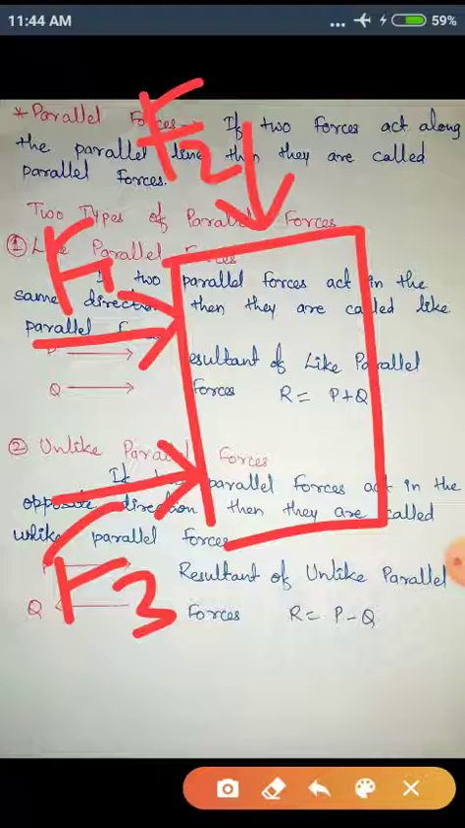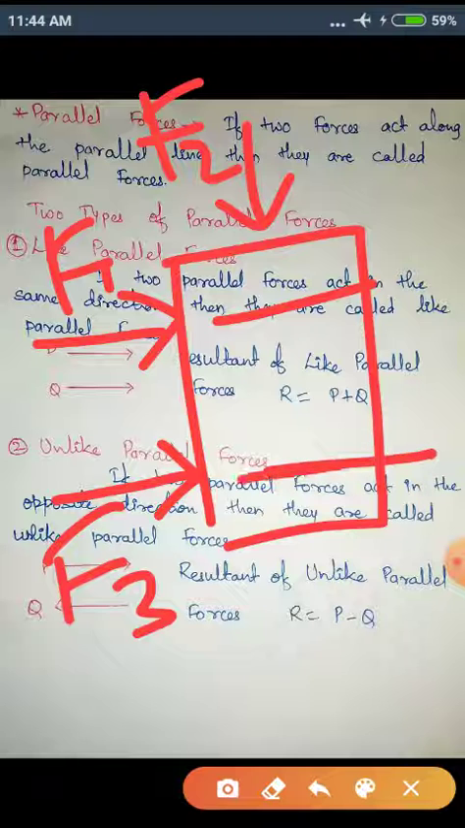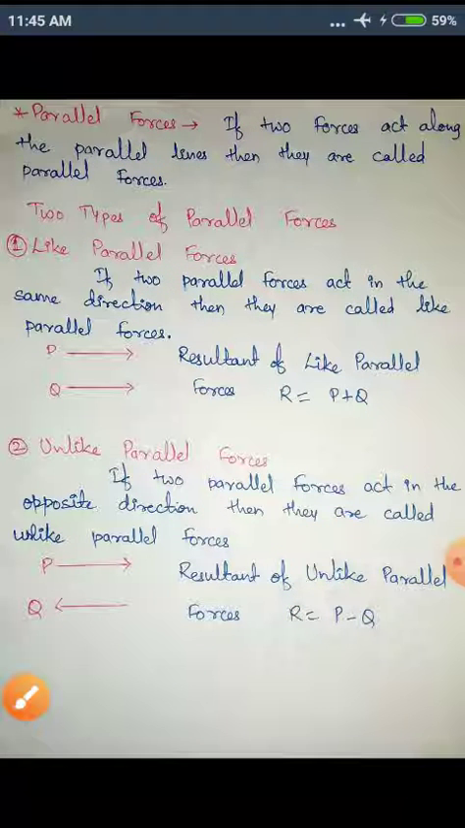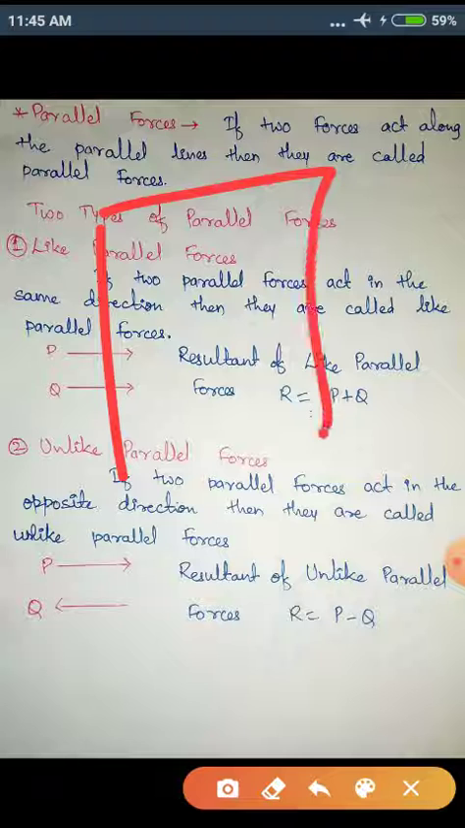In this case, I can say the line of action of F1 is this, the line of action of F3 is this, and the line of action of F2 is this. So the lines of action of F1 and F3 are parallel to each other, whereas the lines of action of F1 and F2 are not parallel, but perpendicular. Therefore, F1 and F3 are the parallel forces here.